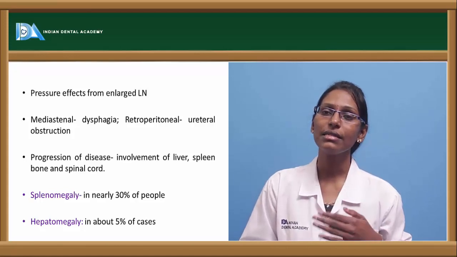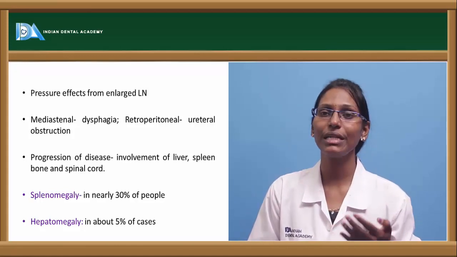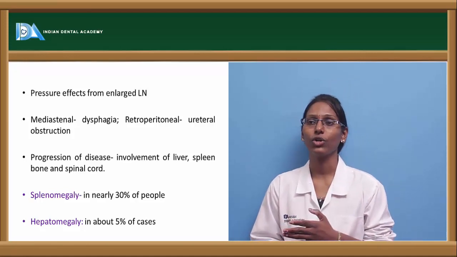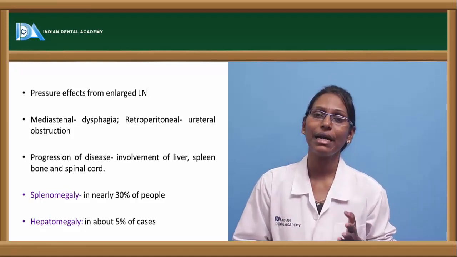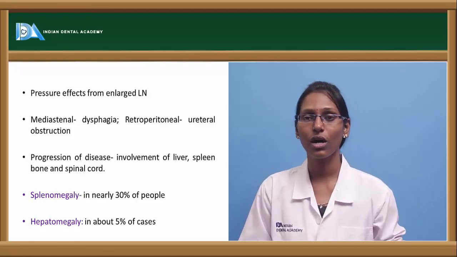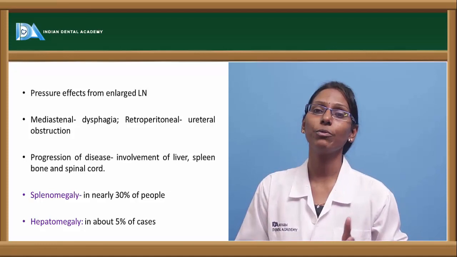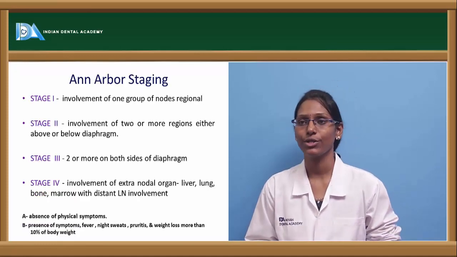Next is progression of the disease. When the disease is severe and progresses further, it can involve the liver, spleen, bone, and spinal cord. Splenomegaly and hepatomegaly are also commonly seen. Splenomegaly is seen in about 30% of cases, and hepatomegaly in about 5% of cases.